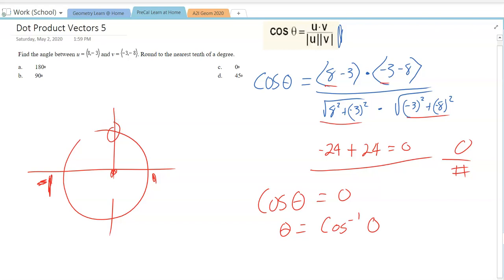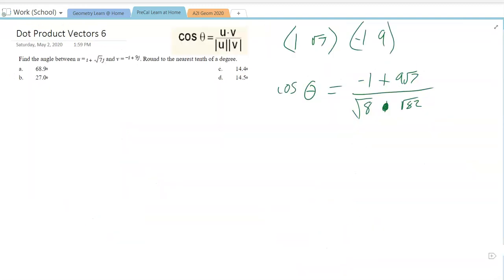And we know at 90 degrees, so this angle should equal 90 degrees. So that's a pretty easy one there. As soon as we get 0, we don't even have to do any of the work down at the bottom here. We don't have to find the magnitudes because we know it's going to eventually end up being 0 over some number.